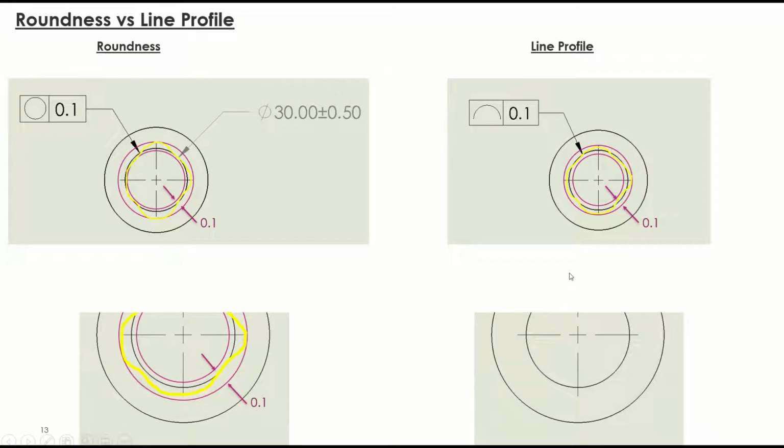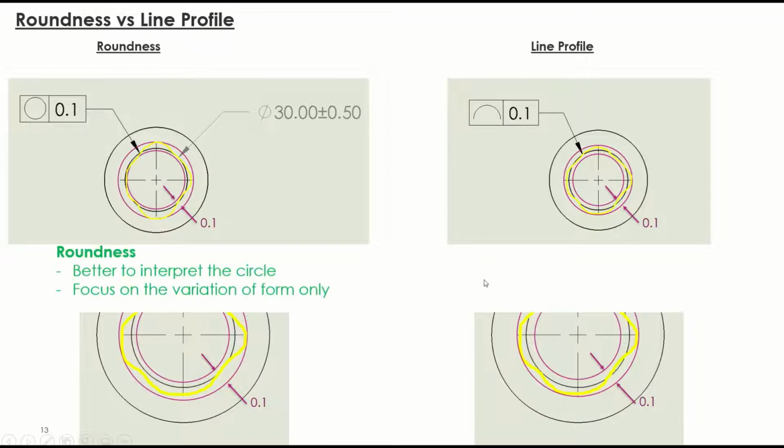On the other hand, the tolerance zone of line profile is tied to the exact circle. The distance from the exact circle to the outer circle and inner circle is the same. Therefore, line profile also controls the absolute size other than the variations of circles. Now let's only focus on the variation. Roundness is less stringent and more flexible compared to the line profile. That's why it is a better option when we want to control the circular shape.